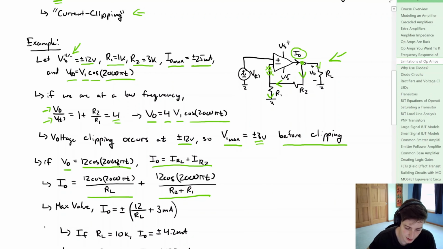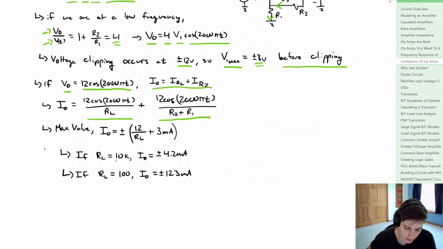So that being said, the maximum value for the output current, we can just look at the magnitudes here. So that's going to be 12 divided by RL plus 3 milliamps. And now we can start to look at the load resistor. So if the load resistor is a 10K, our maximum output current is really only going to be 4.2 milliamps. You could have a plus or minus in either direction. So we're still okay with our plus or minus 25 milliamp source or sink current. Just take a note of that.